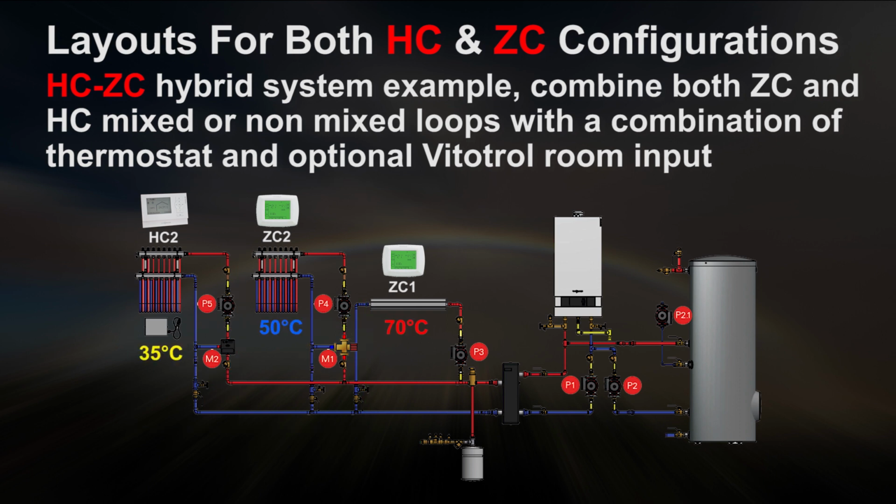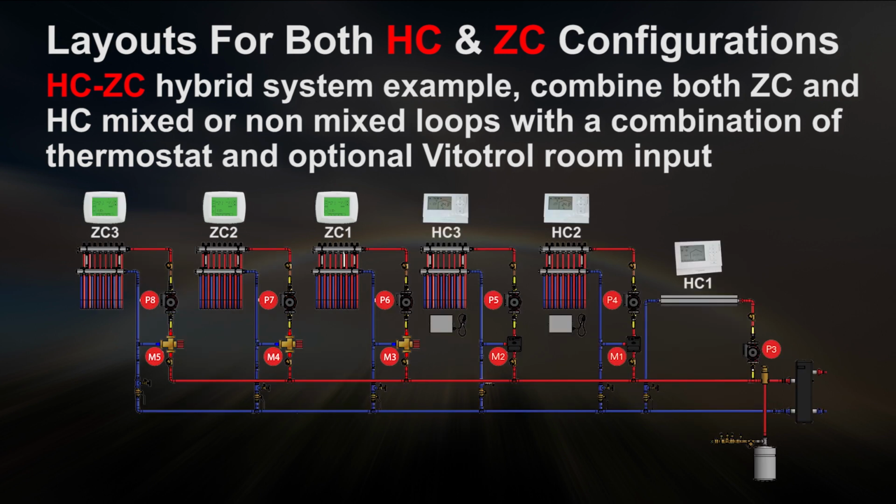All of the loops can have their own outdoor reset set point. The boiler will use the highest set point given from any of the active loops. If a zone circuit thermostat stops calling for heat or a heating circuit goes into a setback mode, the next highest set point in the system will take over.